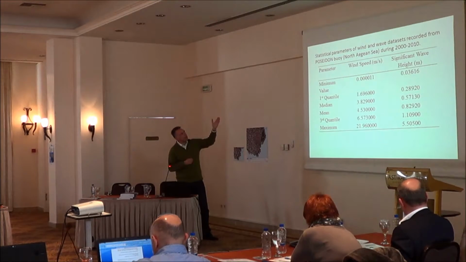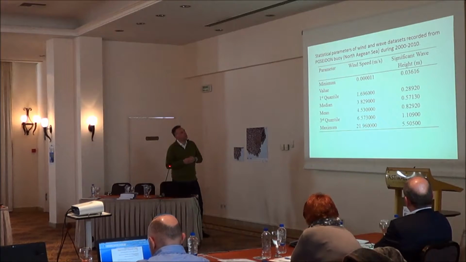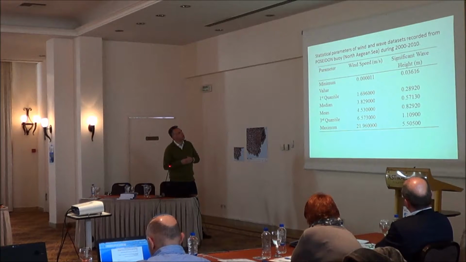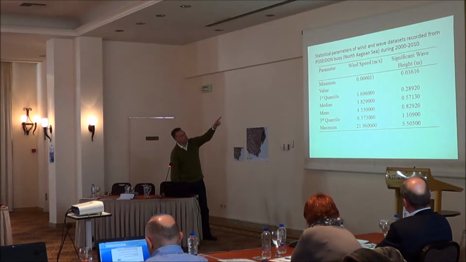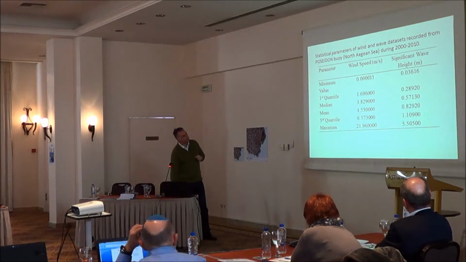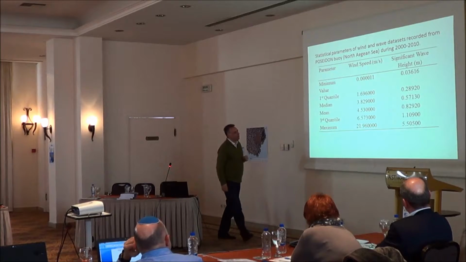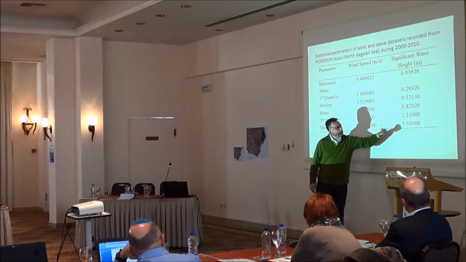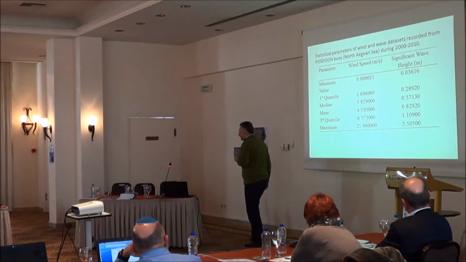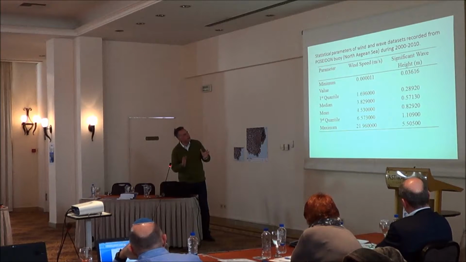And we perform statistical analysis on the data that we collected from the offshore buoy, from the offshore monitoring station. As you can see, we have wind speed data and wave height data. You see here that up to 22 meters per second is the maximum wind speed, and up to 5.5 meters is the maximum wave height that was recorded within this period.